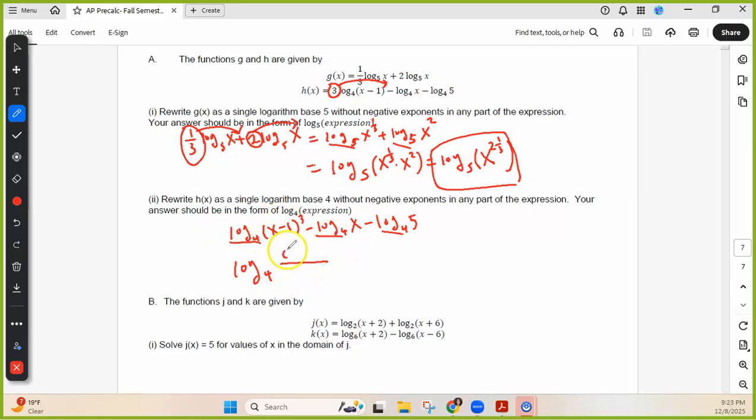Positive. So x minus 1 cubed is going to go in the numerator. What about this x? Ooh, negative. So x is going to go in the denominator. What about that 5? Ooh, negative. So that's going to go in the denominator, and they're going to be multiplied together like that. If you want to make it pretty, you can do log base 4 of x minus 1 cubed over 5x. There you go. Single base.